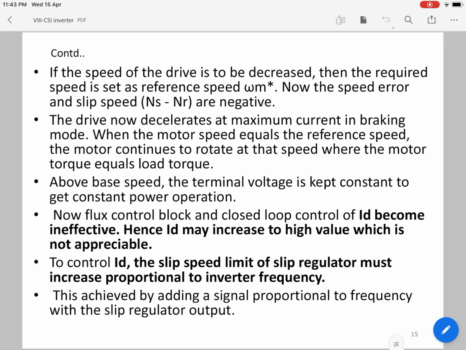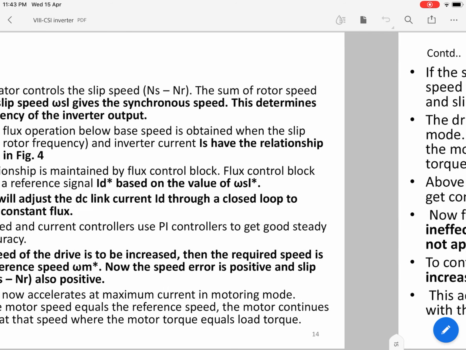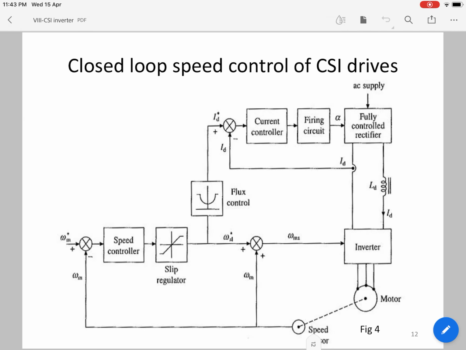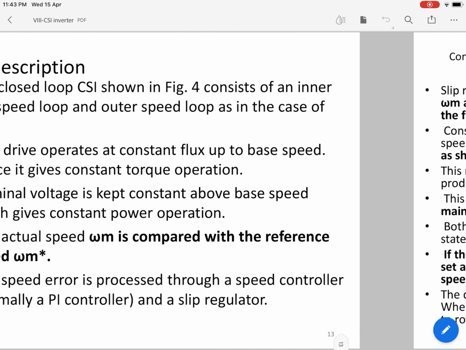Now the flux control block and closed loop control of ID become ineffective. Hence the current ID may increase to a higher value, which is not desirable. To control ID, the speed limit of the slip regulator must increase proportional to inverter frequency, and this is achieved by adding a signal proportional to frequency to the regulator output. So this is the description of the closed loop speed control of CSI drives. You can just go through this step by step and understand this.